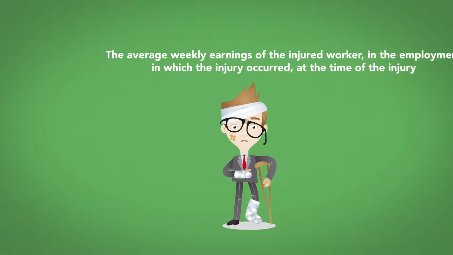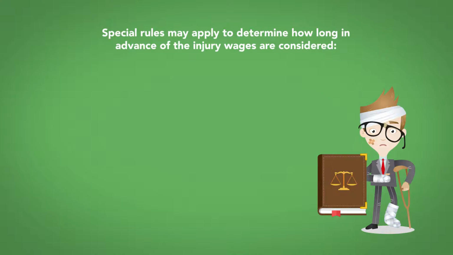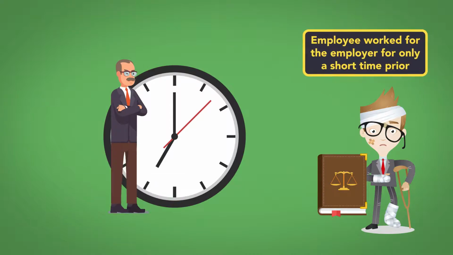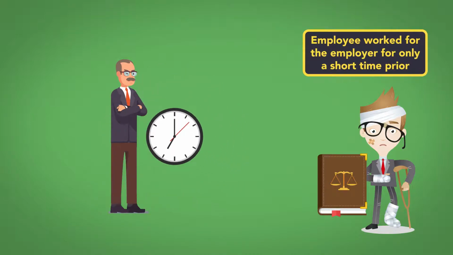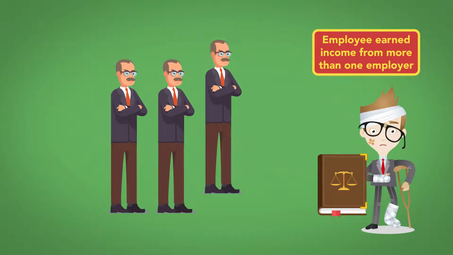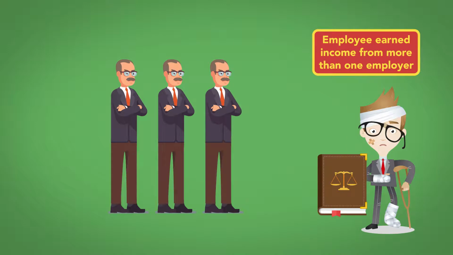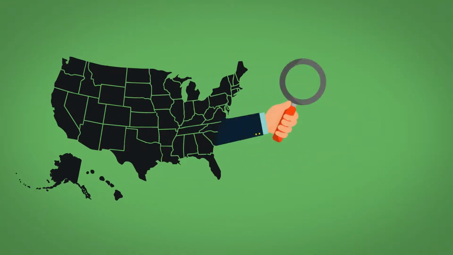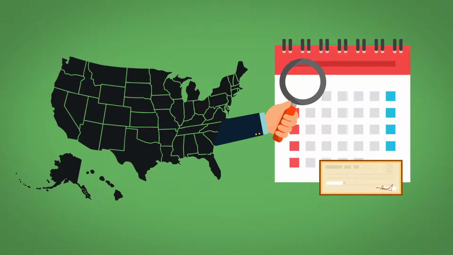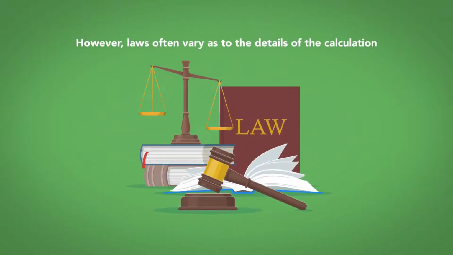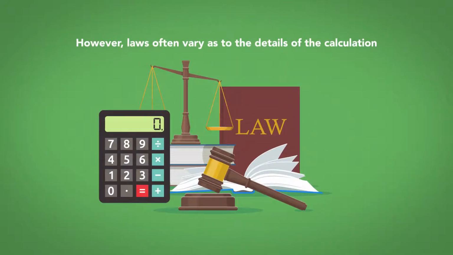While this seems simple, special rules may apply to determine how long in advance of the injury wages are considered, whether the employee worked for the employer for only a short time prior to the injury, whether the employee earned income from more than one employer at the time of the accident, or even when the employee recently received a promotion earning more money. States generally look to the worker's wages for the year prior to the injury to determine what the average weekly wage is. However, laws often vary as to the details of the calculation.